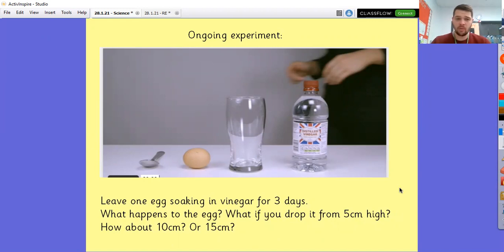You need to leave one egg soaking in vinegar for 3 days. So at the end of the weekend, you can check this. I want you to think about what's happened to the egg at the end of those 3 days. What if you drop it from 5 centimeters? How about 10 centimeters, 15 centimeters?